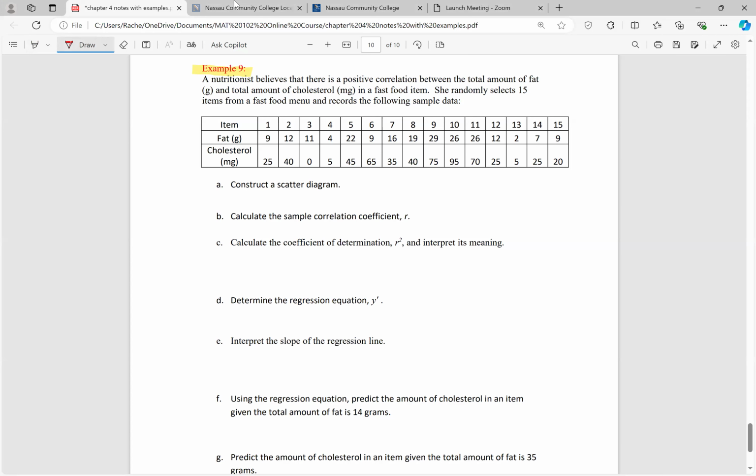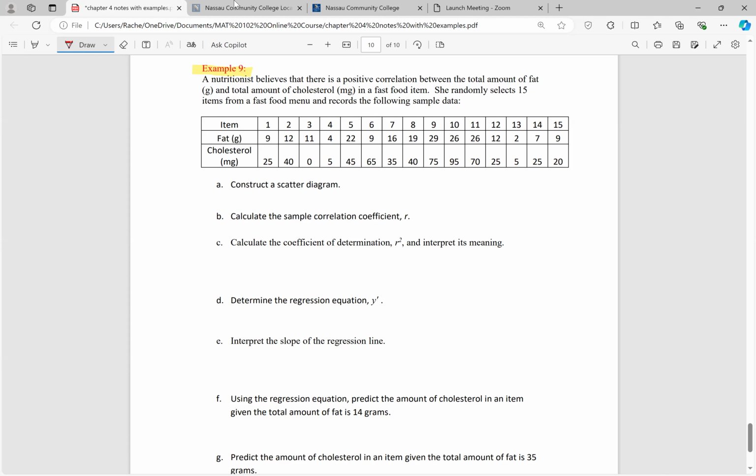So on top, I just have the item number 1, 2, 3, all the way to the 15th item. So that's not part of the variable. The variables, right, are fat and cholesterol. So fat is listed in the middle row and cholesterol is the bottom row. And typically, the cholesterol content tends to depend on fat content. And the higher the amount of fat, more likely it's going to have more cholesterol.